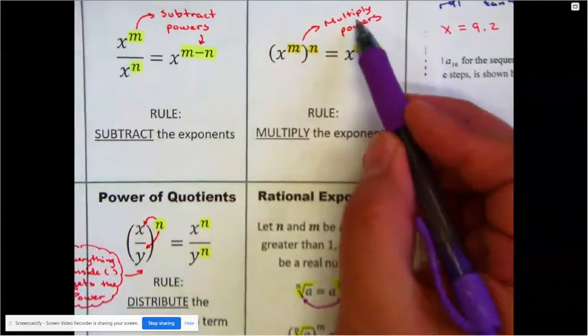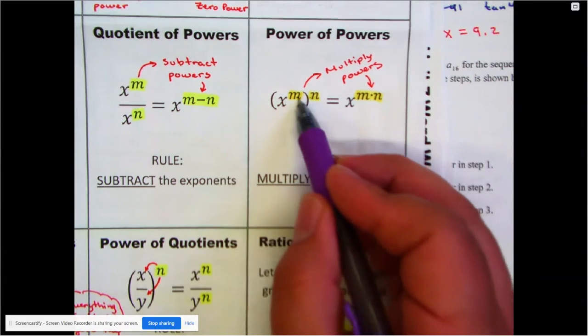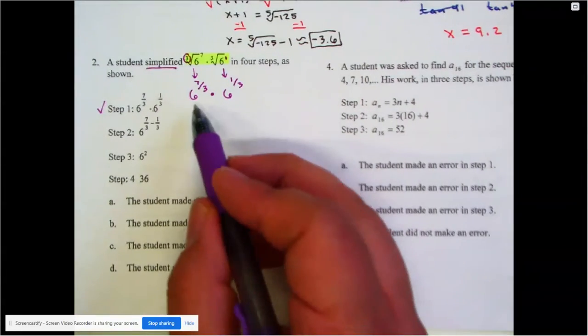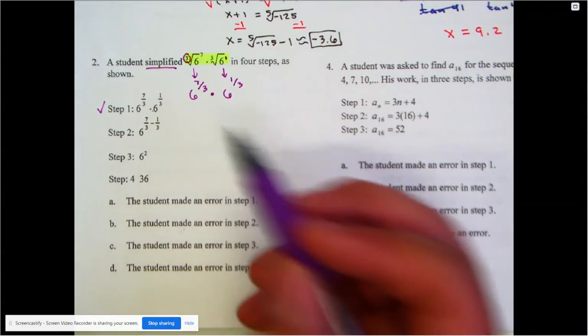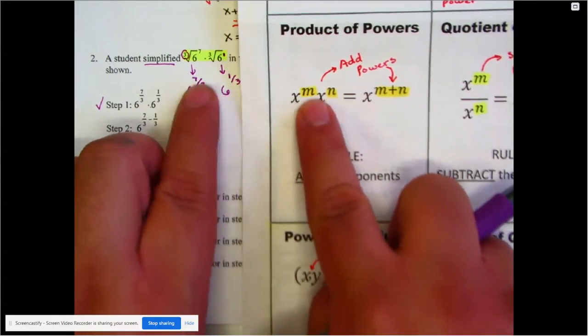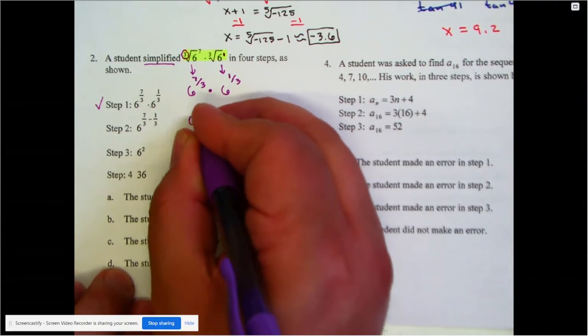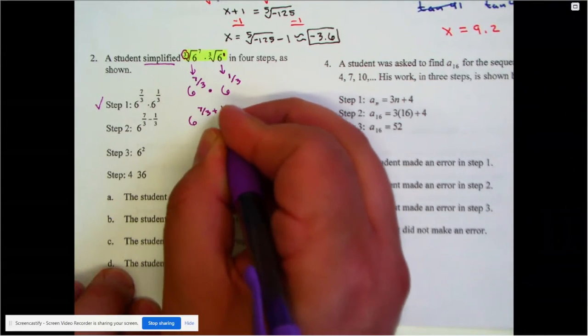No. You multiply powers when you only have one base with 2 powers. This is 2 bases, 2 6s. That means it looks more like this one. Look at that, 2 6s. Then I should be adding my powers. So I should have 6 to the 7 over 3 plus 1 over 3.